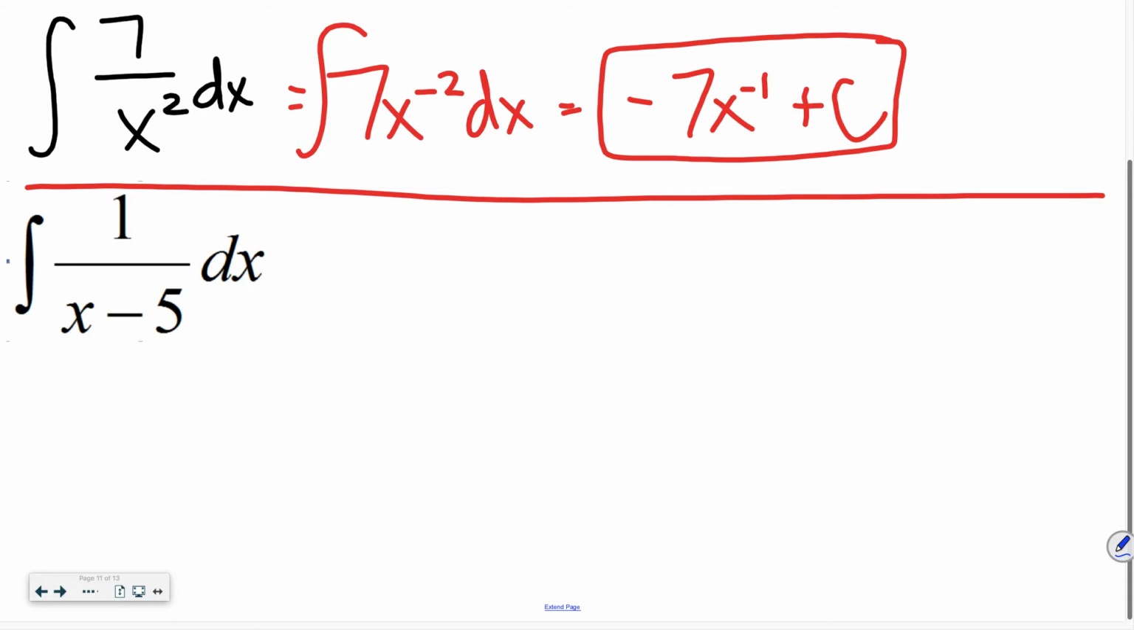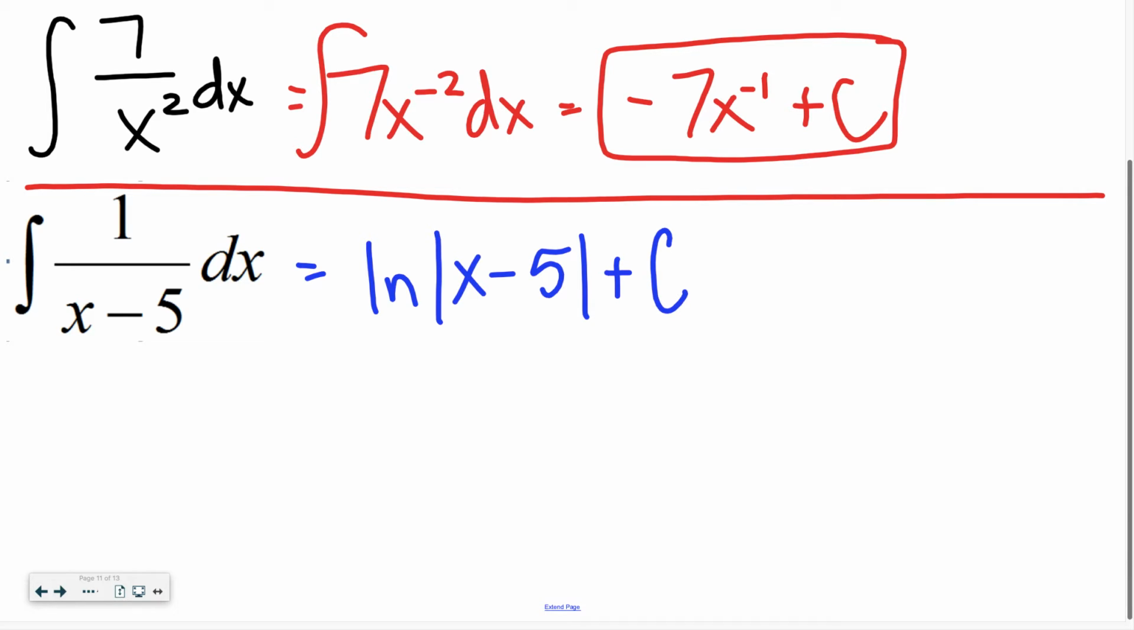Okay, as long as our denominator is linear, linear means what? So x to the first, looks like a line. As long as our denominator is linear, we can use this rule. This antiderivative is just the natural log of the absolute value of x minus 5 plus c. As long as it's just 1 over a linear function, then you're okay. Anything else we're going to get a little crazy with, but as long as it's just that, we're okay. Okay.